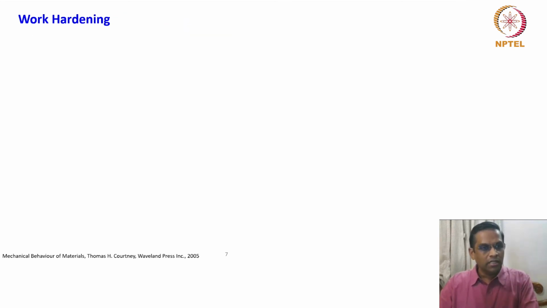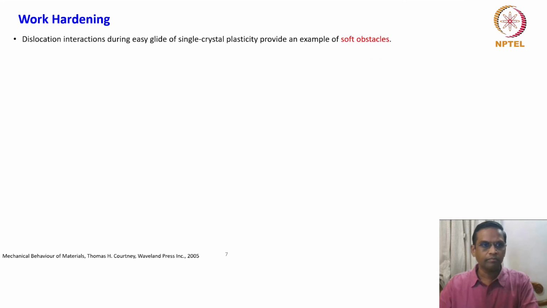The next mechanism we are going to talk about is work hardening. The term is quite familiar to us now. We have already looked at some of the crucial mechanisms involved in plastic deformation of single crystals. So we are talking about polycrystals now. So what is work hardening? Dislocation interactions during easy glide of single crystal plasticity provide an example of soft obstacles. In single crystal deformation, we talked about quite a lot of dislocation interactions and reactions. They are all considered soft obstacles.